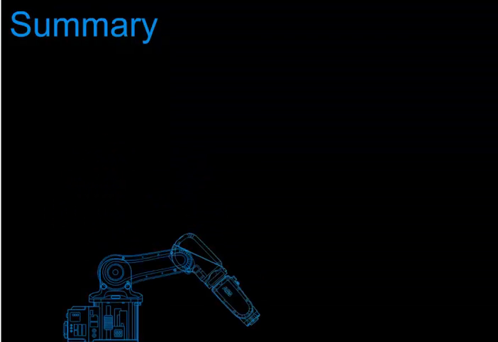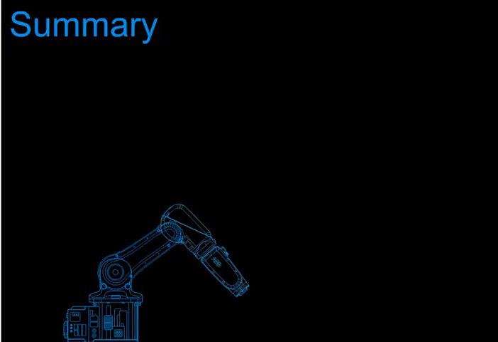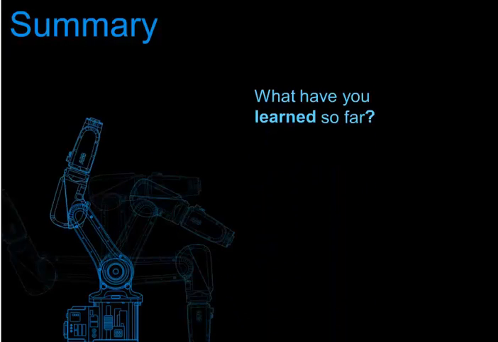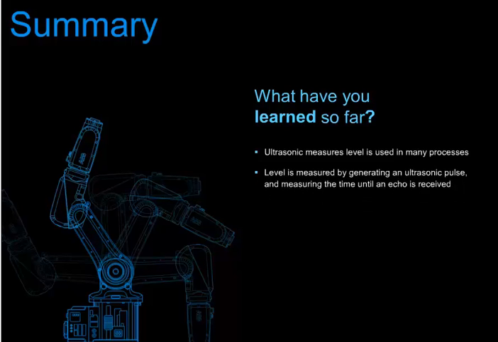Now let's summarize this learning module. What have you learned so far? Ultrasonic level measurement is used in many different processes to measure level. Ultrasonic level is measured by generating a pulse just above human hearing capability and measuring the time until an echo is received. The speed of sound is influenced by temperature, but is compensated for by ABB instruments.